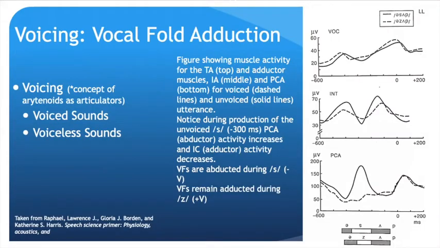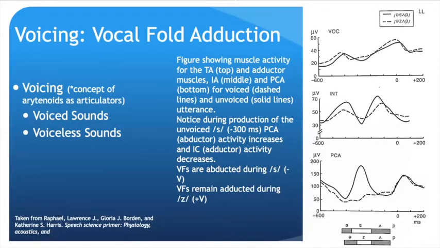So this figure here shows muscle activity for the TA, the vocalis belly of the TA specifically, the interarytenoid, and then the posterior cricoarytenoid during a particular vocalization. This is a sup and a zup. The bold line here is a sup, and the dashed line here is a zup. Here is time along the x-axis, and here is muscle activation in microvolts of the PCA, interarytenoid, and vocalis belly of the TA. There's not much difference in terms of contraction of the vocalis muscle. There's a little bit of a difference in terms of the interarytenoid, but look at this. There's a huge difference in terms of the posterior cricoarytenoid activation pattern.